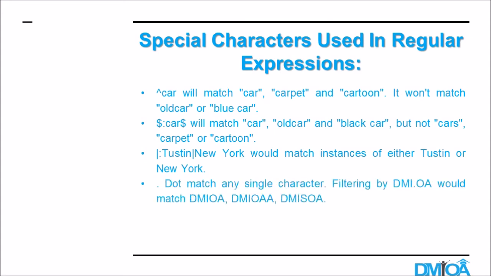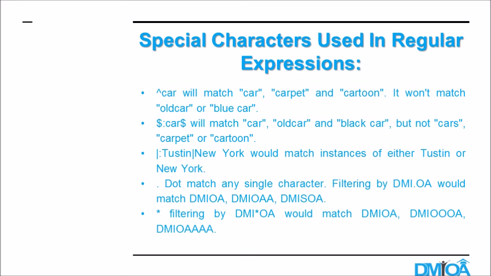A dot matches any single character except for a line break. For example, filtering by DMI.OA would match instances of either DMI-OA, DMI-OAA, or a misspelling like DMI-SOA. An asterisk matches 0 or more of the previous character. For example, DMI*OA would match DMI-OA, DMI-OOOA, DMI-OA-AA. A backslash escapes the character following it. For example, while entering a URL, if you place a backslash in front of the period, it would ensure it's treated not as a wildcard but as part of the text string, as in DMIOA\.com.